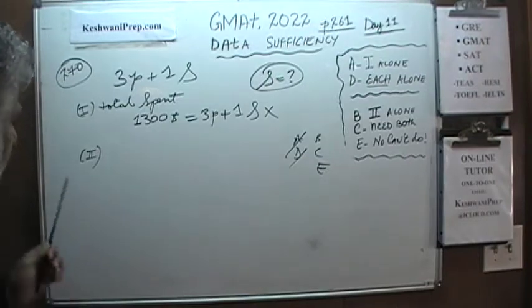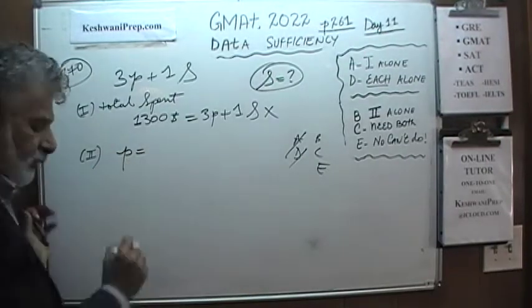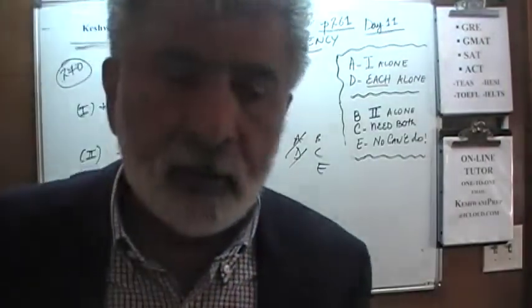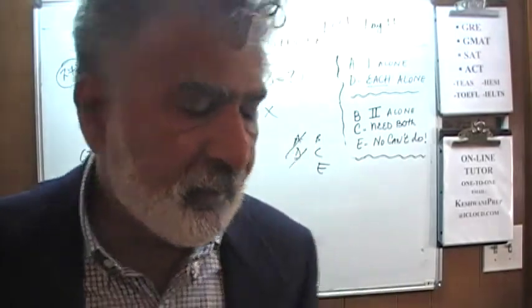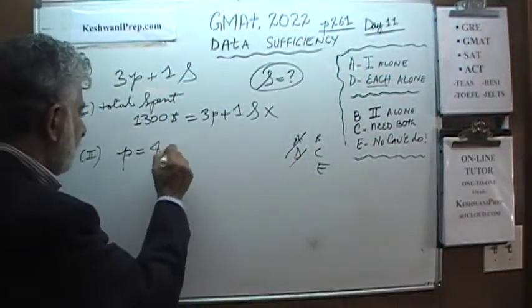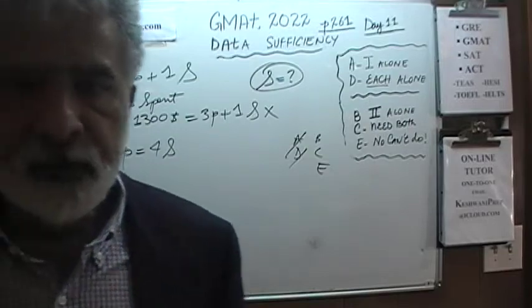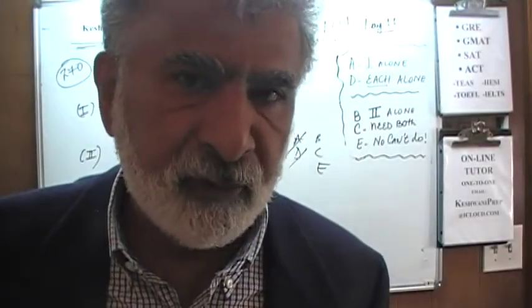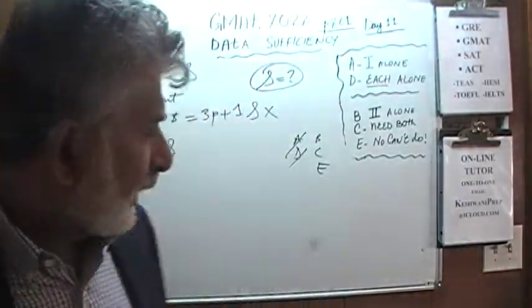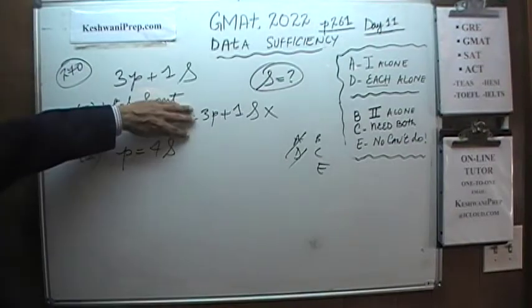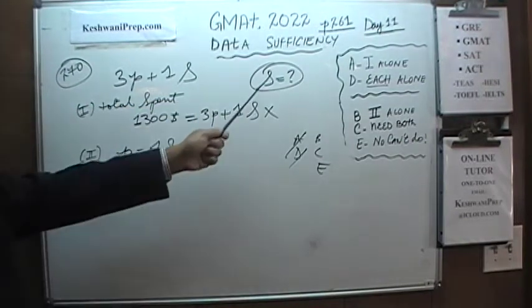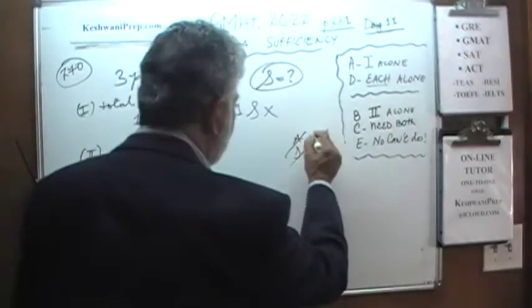The second statement tells us the price of the printer is four times the price of a scanner. In other words, a printer costs four times as much as a scanner costs. Again, that by itself is not going to tell us what the price of a scanner is. The second statement by itself is not enough.